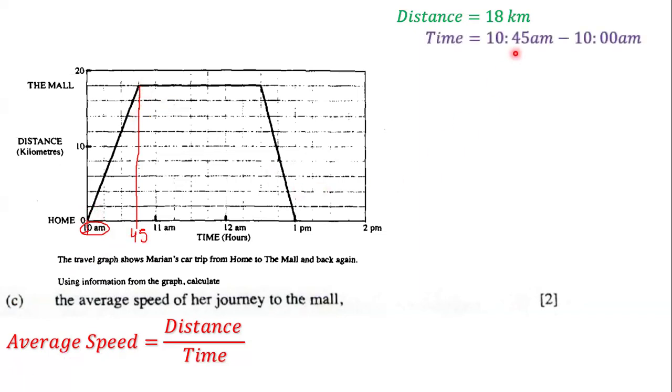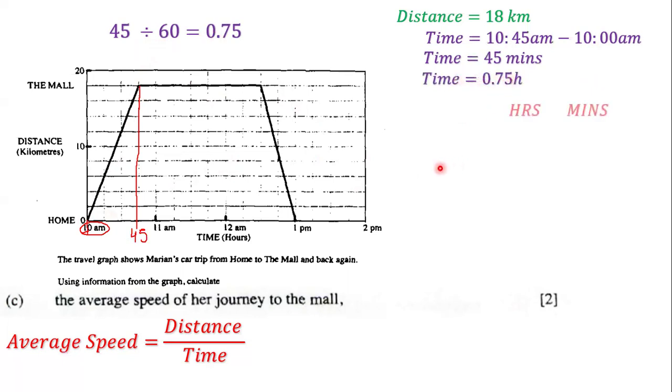And so if we have 10:45 a.m. minus 10 a.m., the answer is 45 minutes. And so that means that she took 45 minutes to get from home to the mall. But we want 45 minutes expressed in terms of hours. We know that 1 hour is equal to 60 minutes. And so we divide 45 by 60, and that gives us 0.75. So that means that 45 minutes is equal to 0.75 hours.